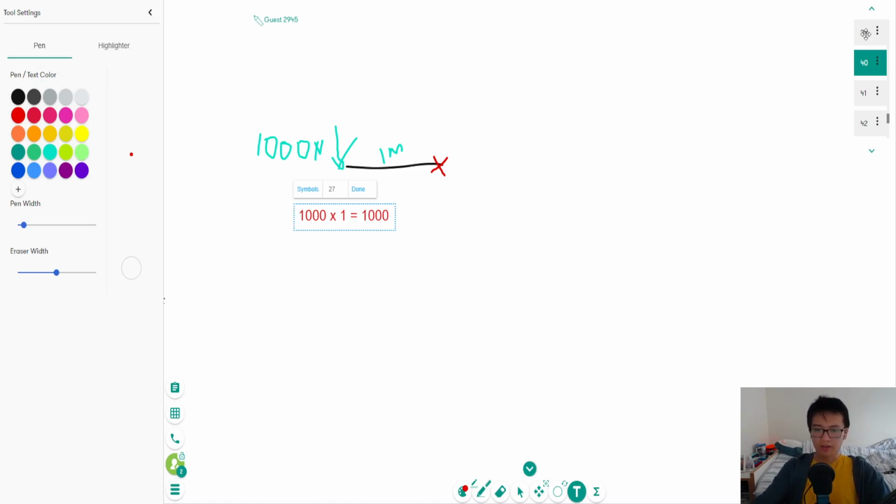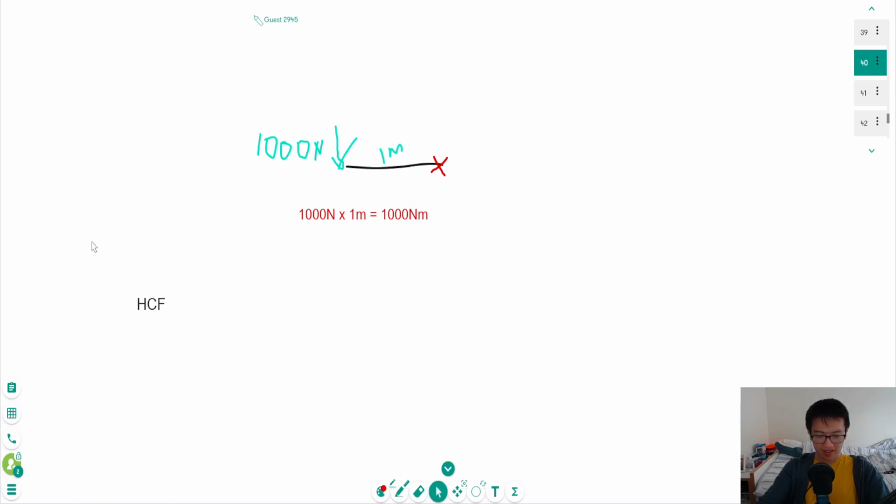And now, I haven't gone through this yet, but the unit for moment is Newton meters. I don't know if you're familiar with this yet, but if you would like a fun fact, a Newton meter is the same as joules, the unit for energy.